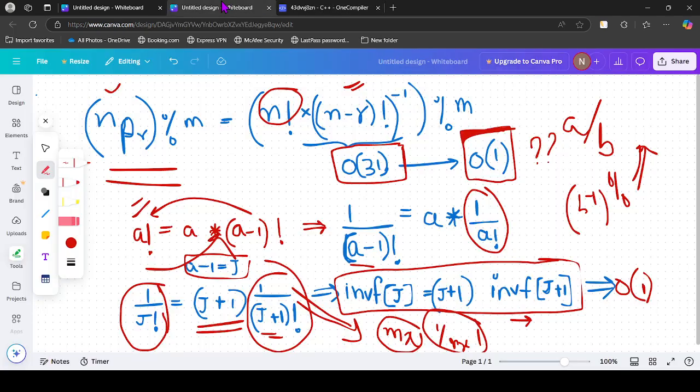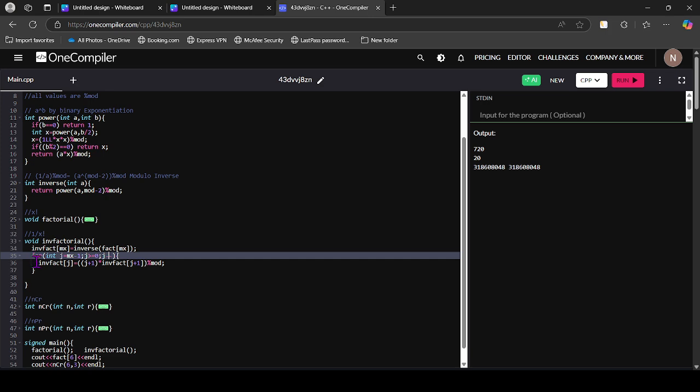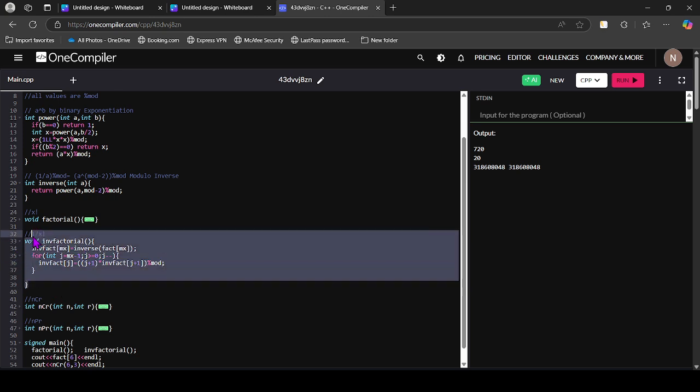And now from this, we can see that the answer for j depends on j plus 1. So we can start from the last value, which is mx minus 1, and travel up to 0, where inverse factorial of j is (j plus 1) into inverse factorial of j plus 1 and so on. So from this we can store in the inverse factorial vector.